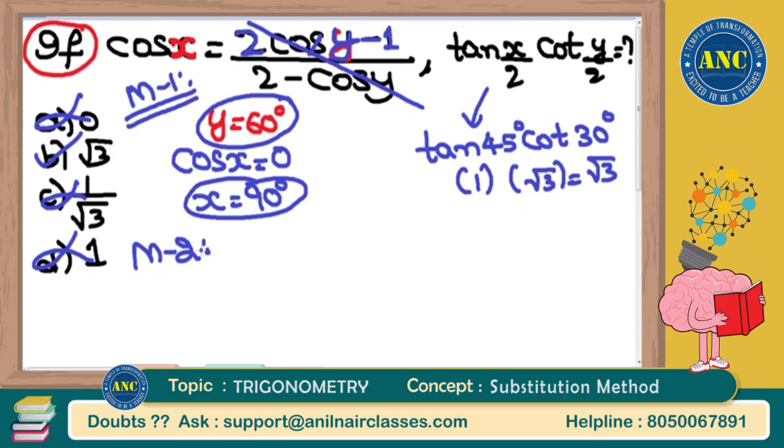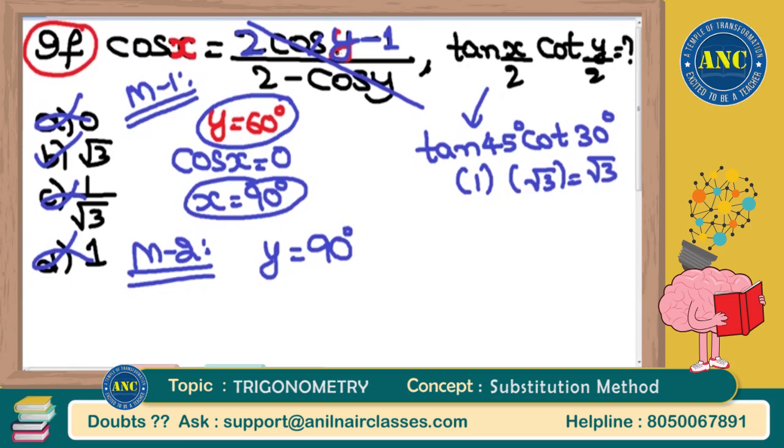Sir, I did not like you taking y value as 60. Can you please prove to me that you will get the same answer if you take some other value for y? Take anything, sir. Suppose I take y as 90 degrees. Take any value, whatever you like.